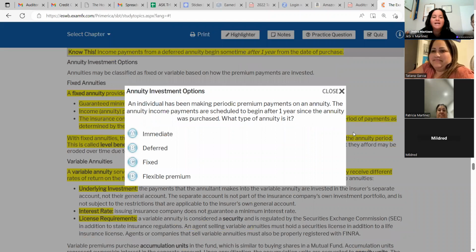An individual has been making periodic premium payments on an annuity. The annuity income payments are scheduled to begin after 1 year since the annuity was purchased. What type of annuity is it? It's telling you the annuity income payments are scheduled to begin after 1 year. And it's also telling you, good catch, it's periodic premium payments. It wasn't a single one. So automatically it cannot be an immediate.